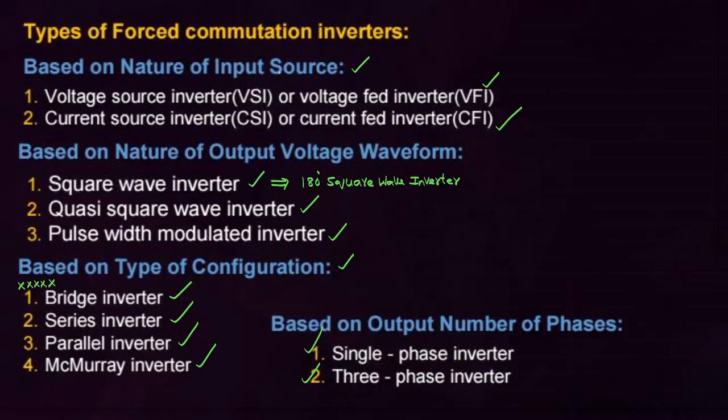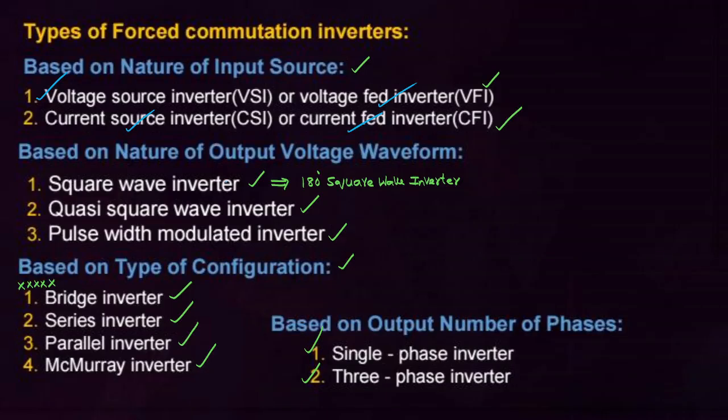Types of forced commutated inverters. If the input is voltage source, those inverters are called voltage source inverter. That is called voltage fed inverter. If the input is current source, those inverters are called current source inverter. That is also called current fed inverter. But you have a doubt here, sir. If it is not given voltage source inverter or current source inverter, they simply give inverter. Then which inverter you have to take? Simply if they give inverter, you take the voltage source inverter.